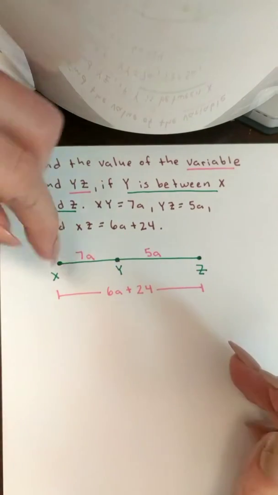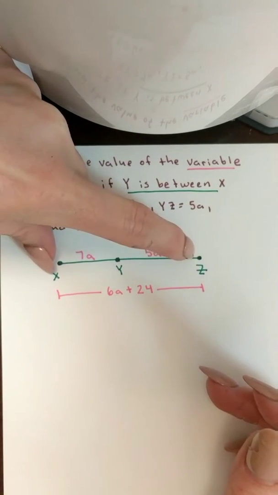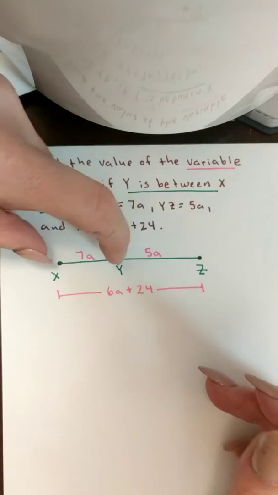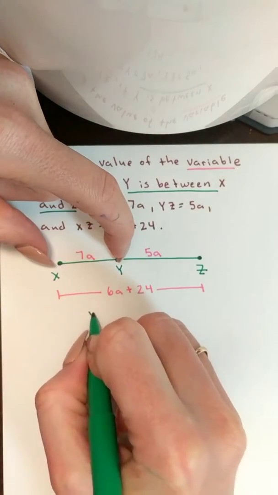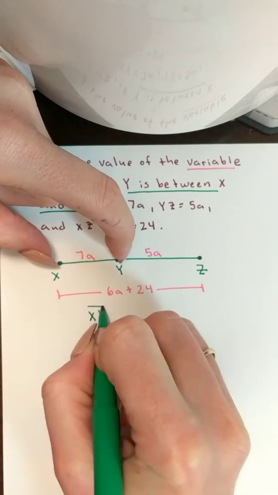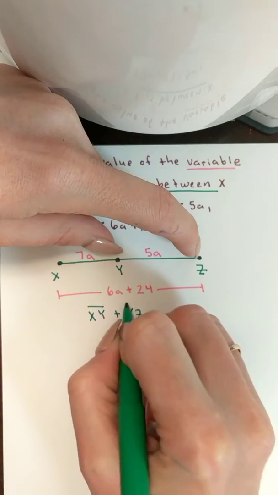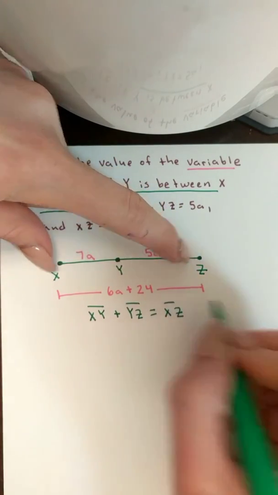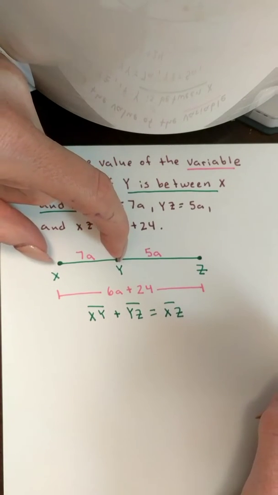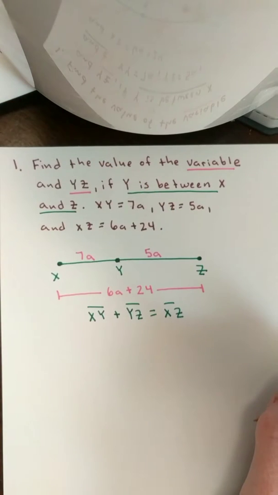We know that if we break this up into two parts, this part added to this part has to equal the whole line. So we can say that xy, so the segment here, plus yz equals the length of the whole line. So again, all I'm doing is breaking it up. This part plus this part equals the whole length.